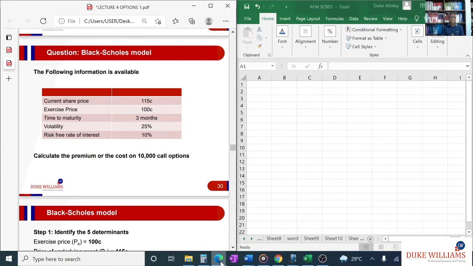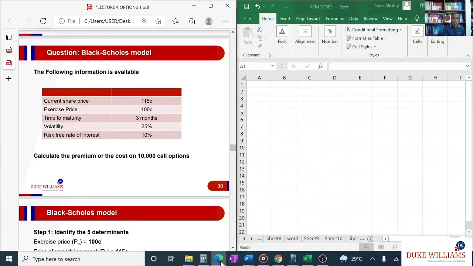In this short video, I'll be demonstrating how to calculate call option values and put option values using the Black-Scholes option pricing model on the spreadsheet. So for advanced financial management students of the ACCA, this will come in very handy. What I have on the screen is just a basic example.